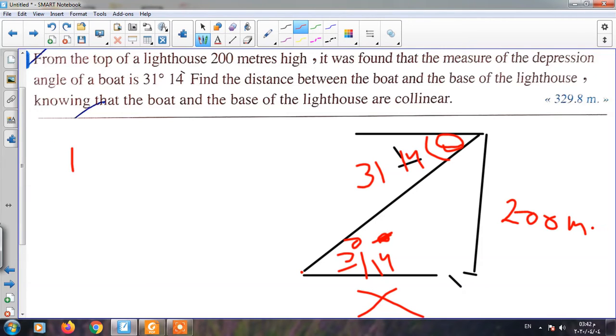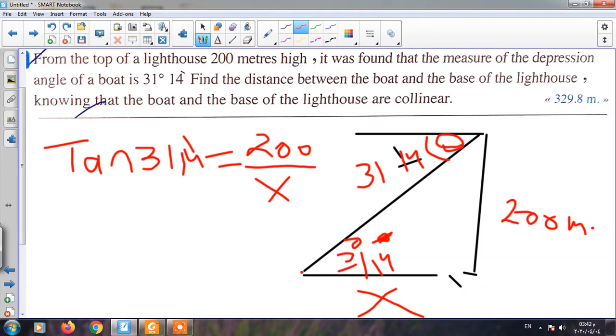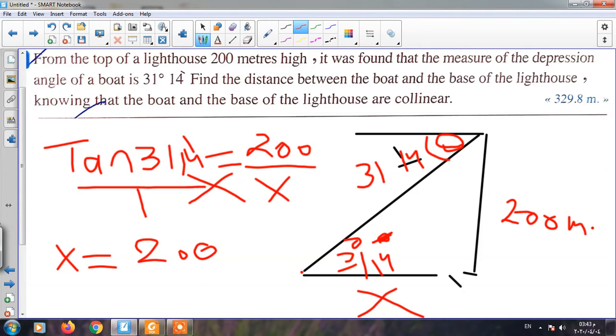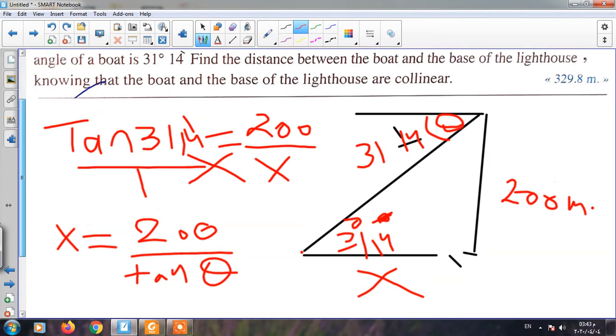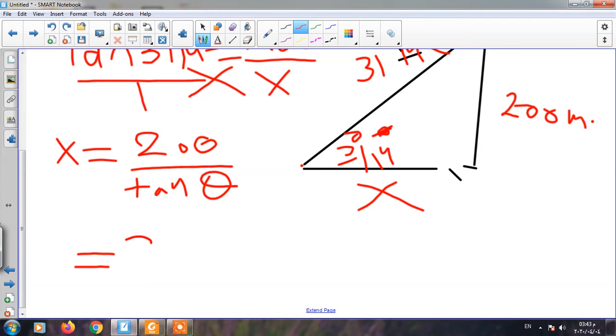So we deal with tan theta. Tan 31, 14 equals opposite, which is 200, over adjacent, which is x. We put here 1 and make our crisscross. Then x will be 1 times 200, which is 200 over tan theta, which is 31, 14. It's going to be 329.8 meters.